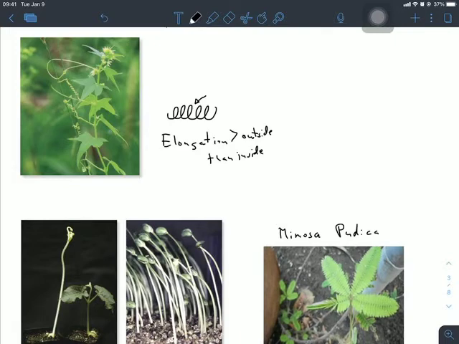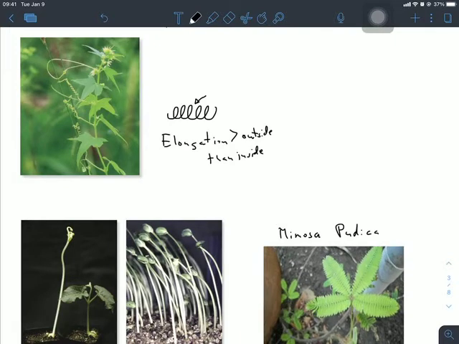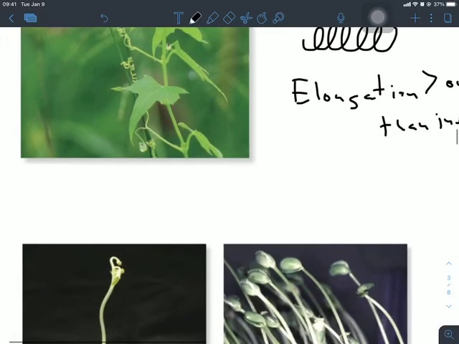To wrap up this section on tropisms, we also want to include a couple of different vocabulary terms, including etiolation.